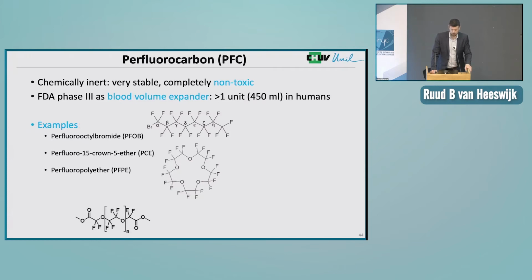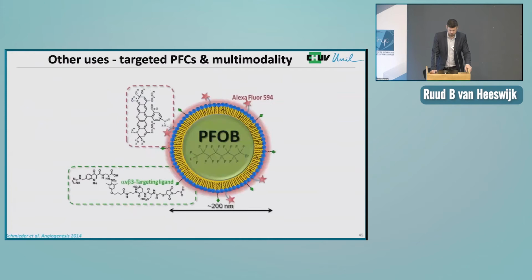Here you see more of these molecules, what they can look like. You can also do very targeted imaging with it, so you can attach some targeting ligands. You can add fluorescent probes as well, to the histology afterwards and so on.